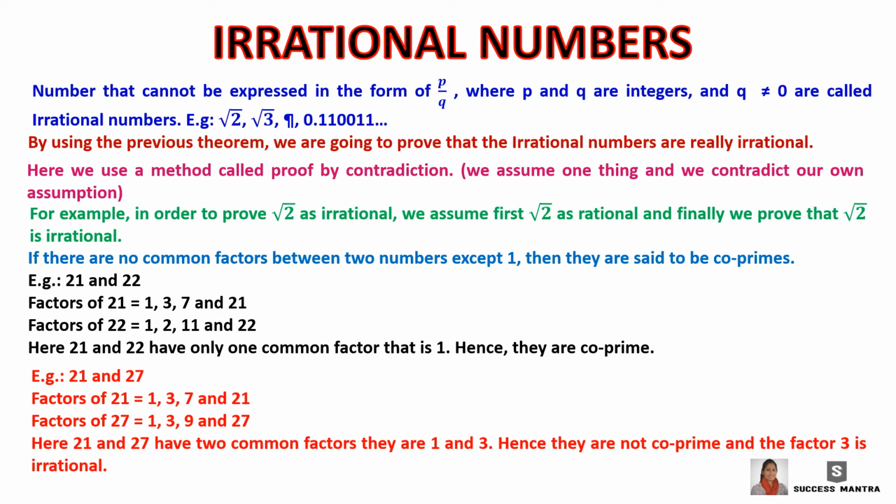If we consider the other two numbers, 21 and 27, 21 has factors 1, 3, 7 and 21, and 27 has factors 1, 3, 9 and 27. So here they have two common factors, 1 and 3. So they have a factor other than 1, so they are not coprimes. And that 3, which is common to both other than 1, is found to be irrational.